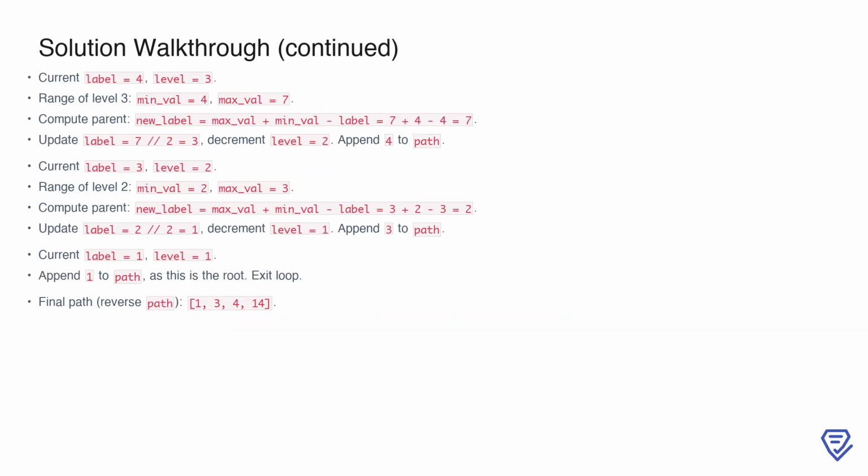Now, for the updated label of 4 at level 3, we calculate the range of values for this level, which is from 4 to 7. Using the same zigzag formula, the parent node is computed as 7 plus 4, minus the current label, giving us a new label of 7. Dividing by 2 yields a parent label of 3. We decrement the level to 2 and append 4 to the path.